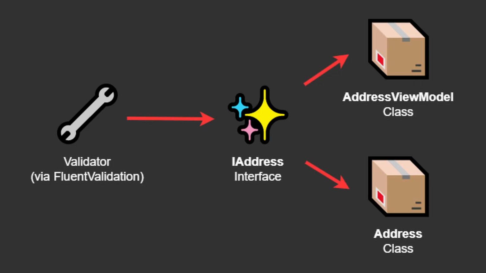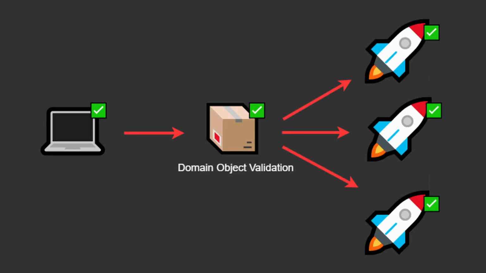So by leveraging an interface, we're able to share and reuse our validation logic between our view model and our domain object. But most importantly, we've enforced that our address domain object can only be instantiated with valid data. So this means wherever we pass the address domain object around our application, we're going to know it's already valid, and we won't have to perform any more validation on it.